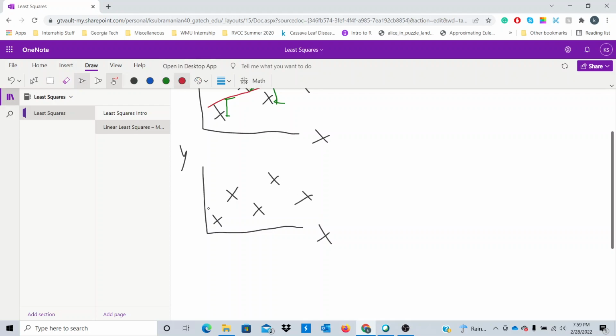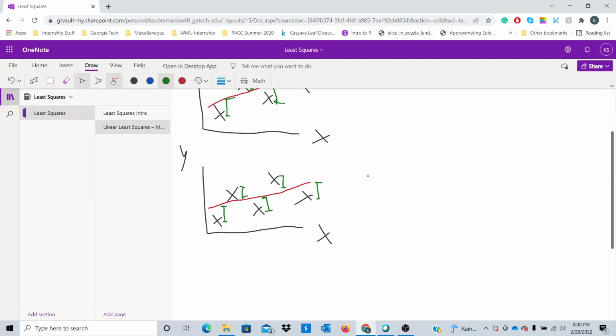So here's a line that will kind of pass through this. What we want is this distance here to be very small, this distance here to be very small, this distance here to be very small, this distance here to be very small. And what do I mean by this distance? I mean the vertical distance, right? So I want these vertical distances right here to be all very small.